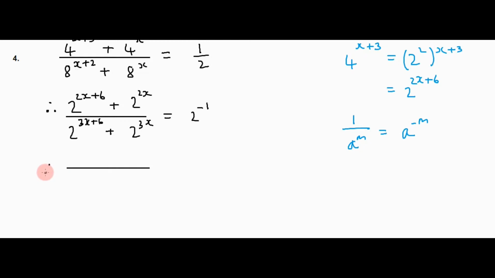Now, in the numerator, we can split up 2 to the 2x plus 6 into 2 to the 2x times 2 to the 6th. And in the denominator, we can do the same. We can rewrite 2 to the 3x plus 6 as 2 to the 3x times 2 to the 6th. And we have plus 2 to the 3x left as well.